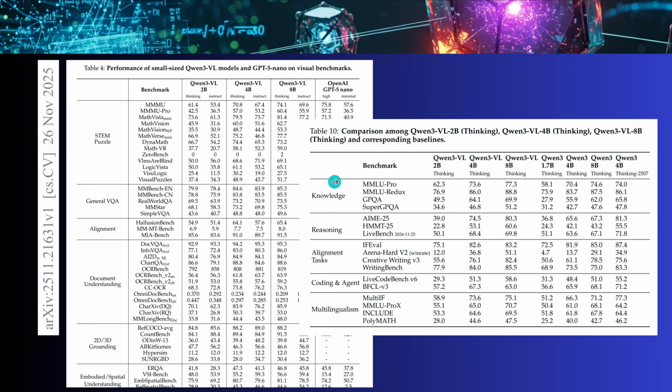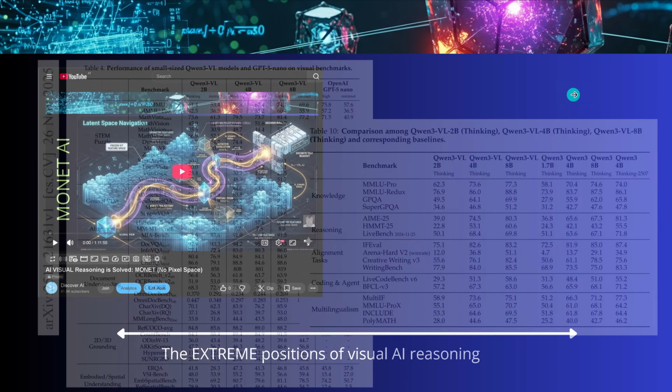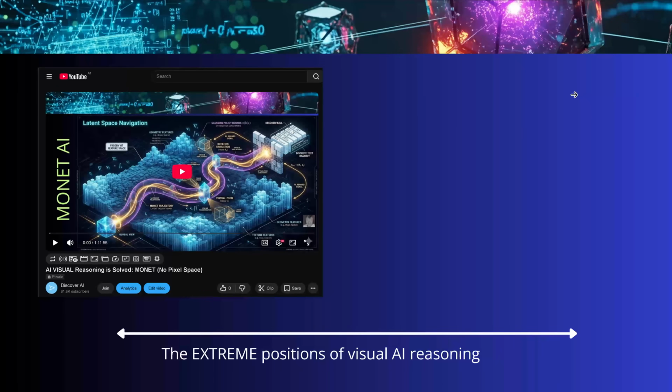And if you compare it in the knowledge domain, in the reasoning domain, the alignment for the coding and agent, it is great. It is absolutely better than the 2.5. But you know what I'm looking for is something else. I want to go to the other extreme position of visual AI reasoning.